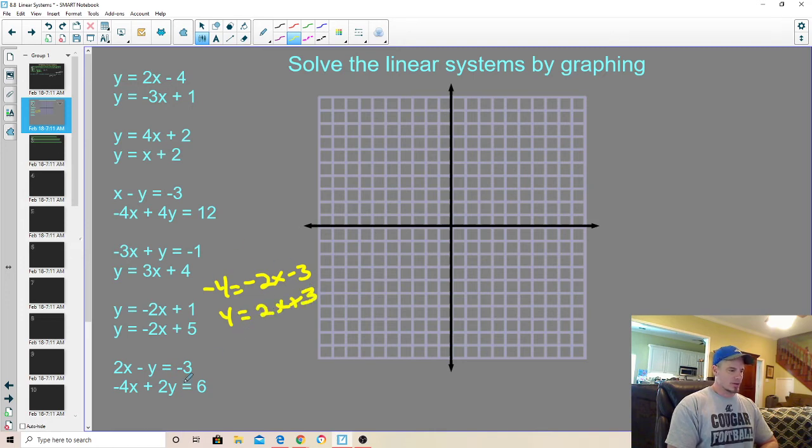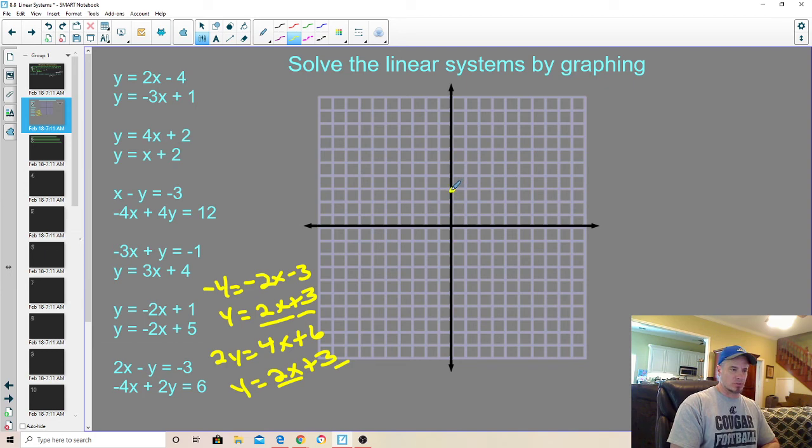Okay, this one, move the 4 over. You get 2y equals 4x plus 6. Divide by 2, you get y is equal to 2x plus 3. What do you have? Same slope and same y-intercept. That means when we graph these, they are the same line. 1, 2, 3 is my point here for b. Up 2 and over 1 gives me my second point.